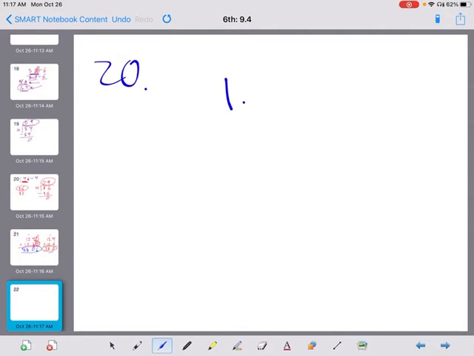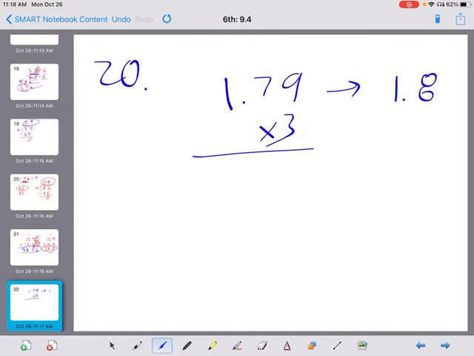20 is 1.79 times 3. Now, I'm going to do the estimation off to here. And it says round to the nearest tenth. So 1.79, 9 goes up, so it becomes 1.8 times 3, which maybe we don't know that off the top of our head, which is what estimation is supposed to be for.